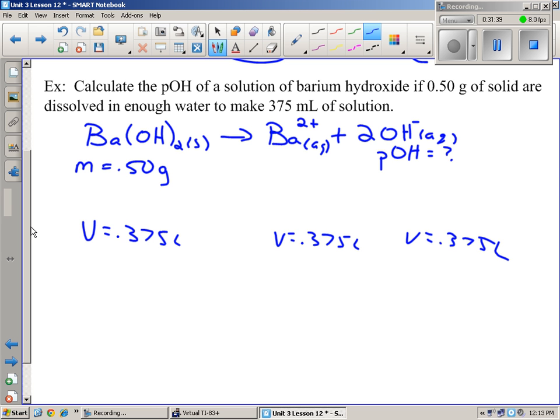Same question exactly as before, guys. If I want pOH, I need to know C. If I want to know C, I've got to know n and V, and I've got V. How am I going to find n? Well, gee, I've got the molar mass here, 171.35 grams per mole. I can find n.